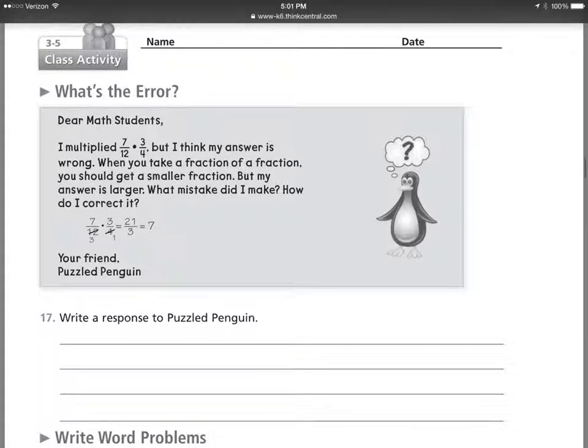I would like you to carry on and complete number 17. Write a response to Puzzle Penguin, who is trying to multiply two fractions and thinks he should get a smaller fraction, but his answer is larger. So tell him what mistake he made.